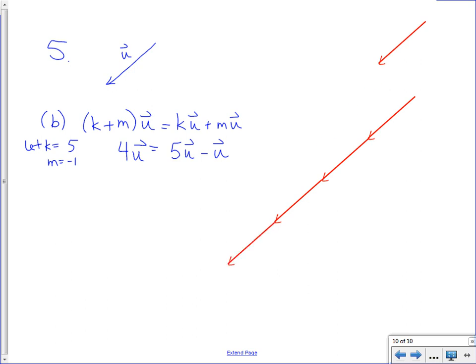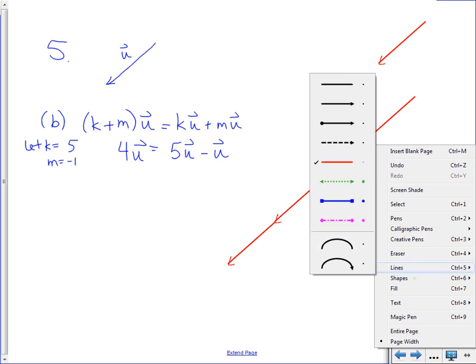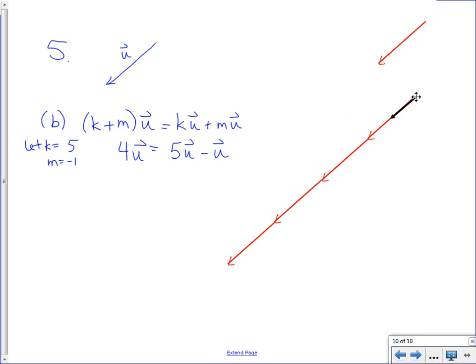Okay. So if I just draw a vector, right? Starting here, ending all the way there. Okay. Is everyone okay that this vector right here, that's 4 times vector u? Okay. Yep. Okay.